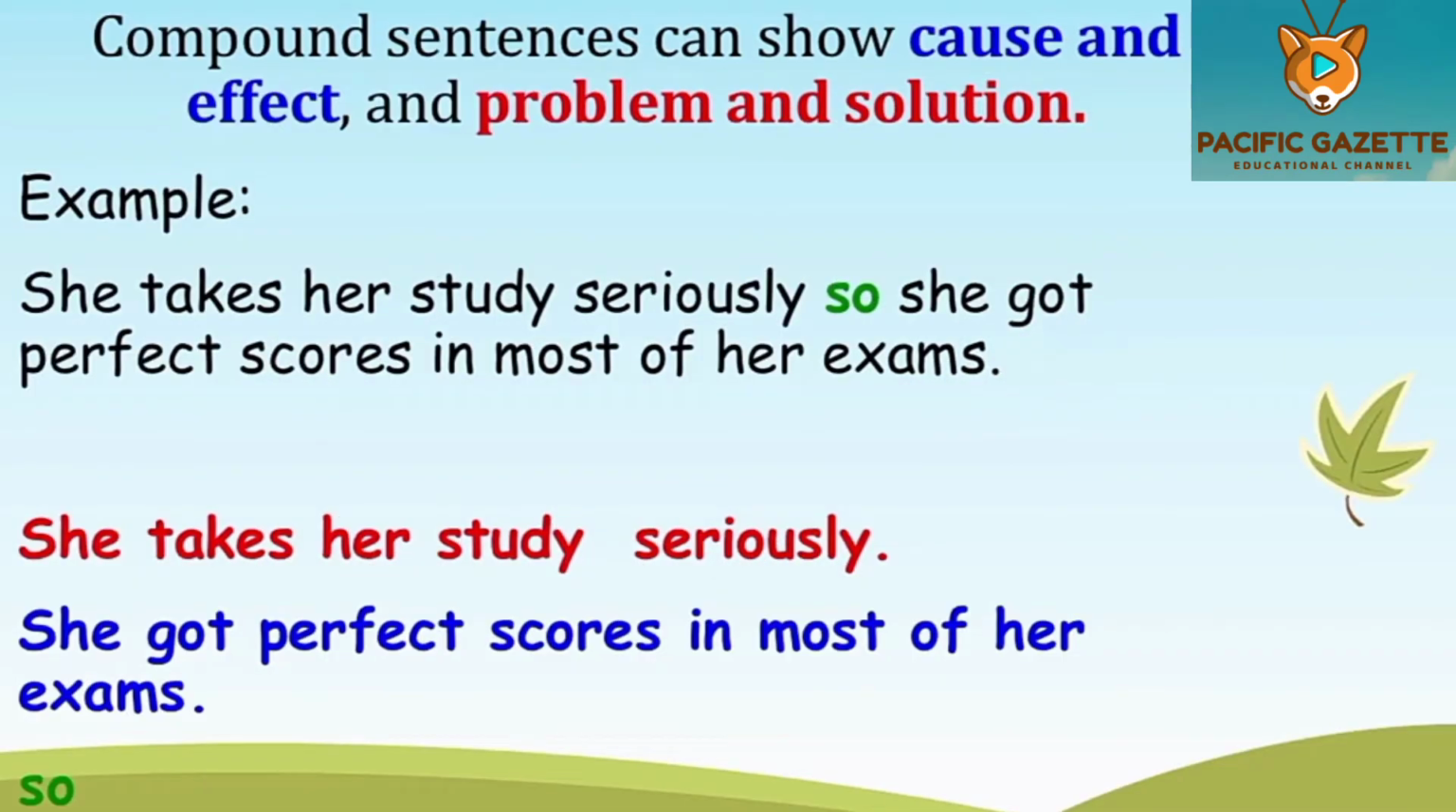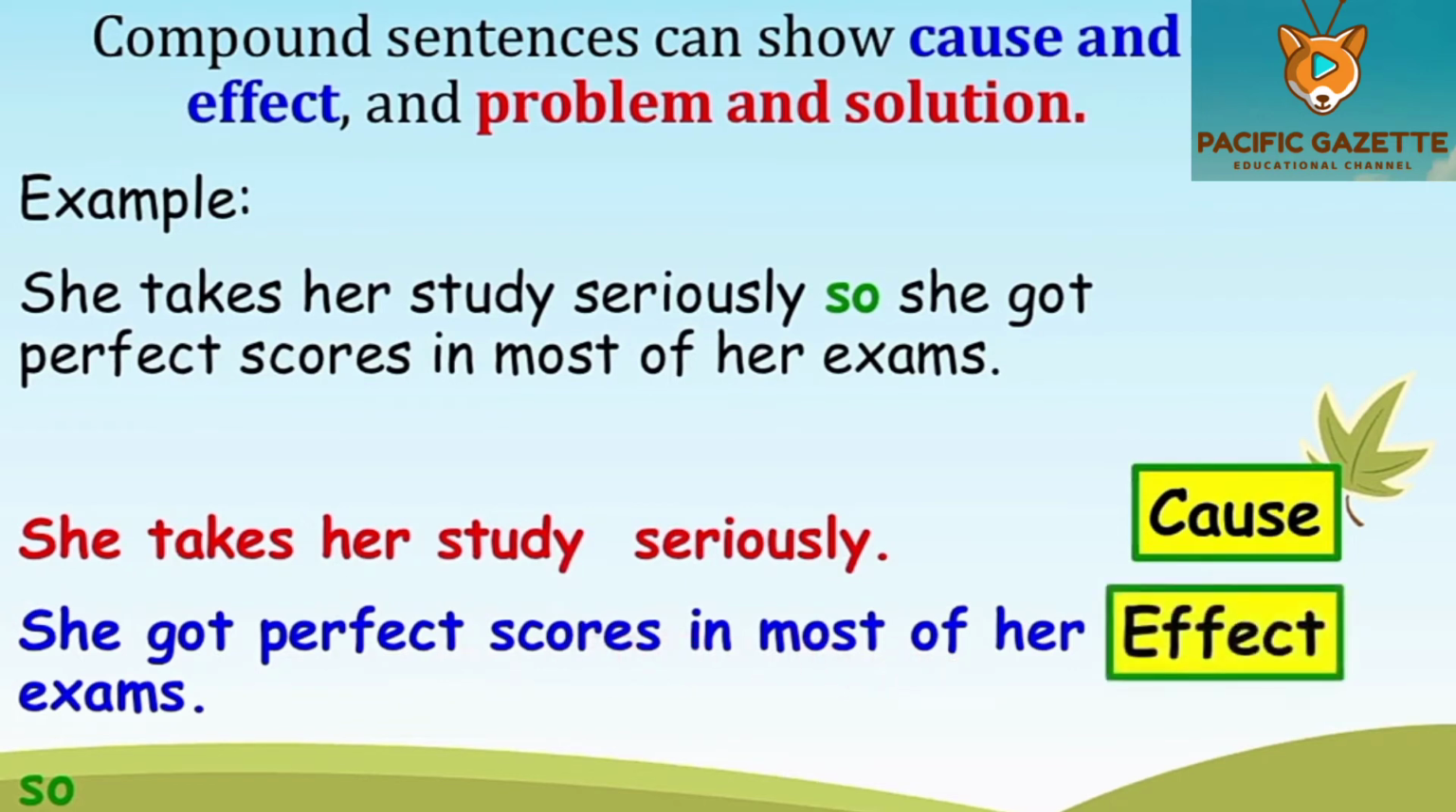Let's have another example. She takes her studies seriously, so she got perfect scores in most of her exams. She takes her studies seriously is the cause. She got perfect scores in most of her exams is the effect. And then we have the coordinating conjunction so.